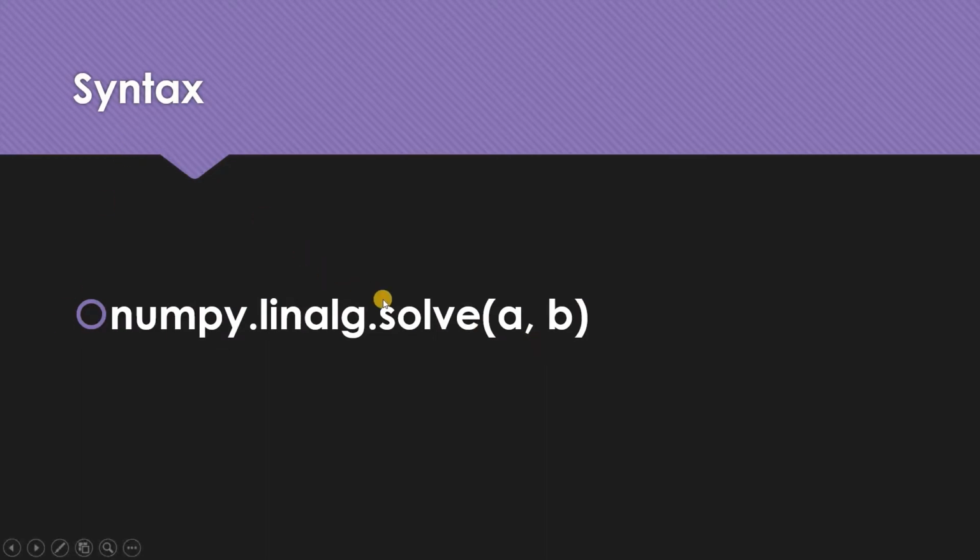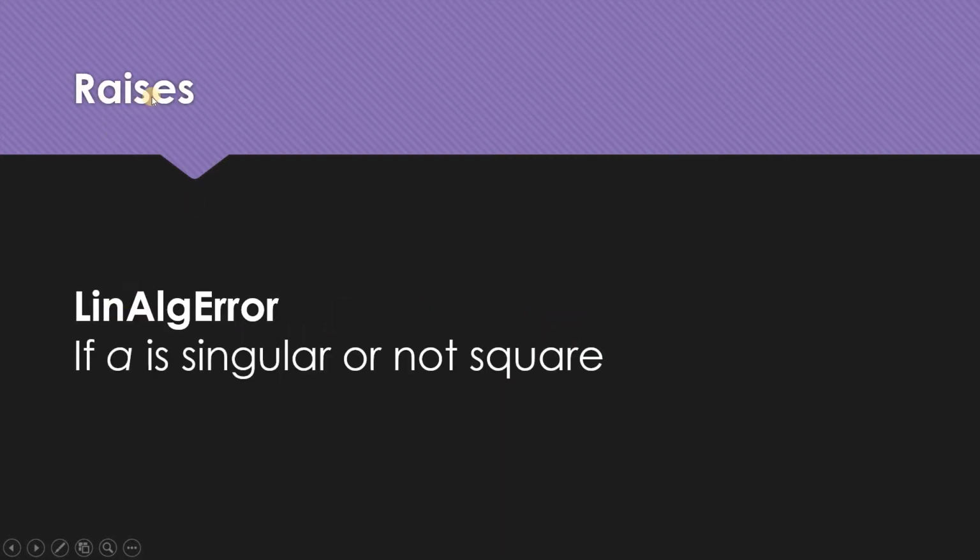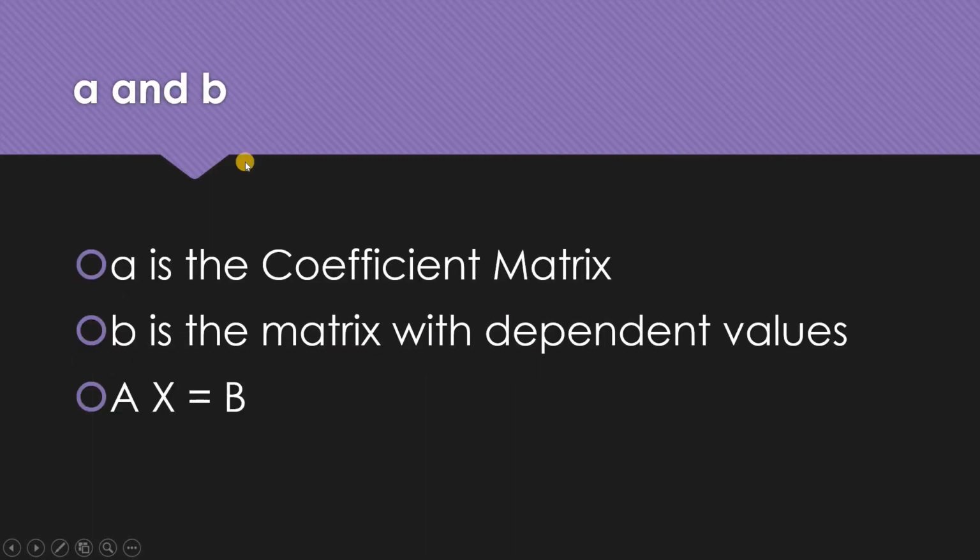The syntax to use this function is really easy. numpy.linalg.solve. numpy.linalg to get access to the linear algebra module, dot solve to get access to the function or the method solve in the linear algebra module. Fine. So A and B, I'm going to talk about these parameters in the next slides, don't worry. First of all, let us see what error it can raise. It can raise a LinAlgError if A is a singular matrix or not a square matrix. We'll talk about it. And now let us talk about the parameters A and B.